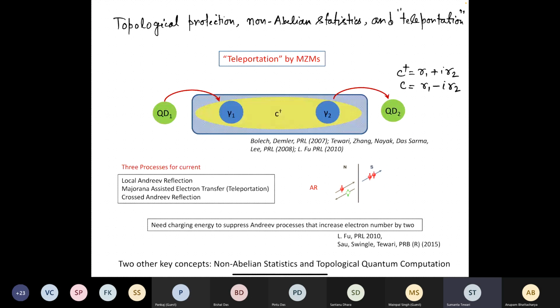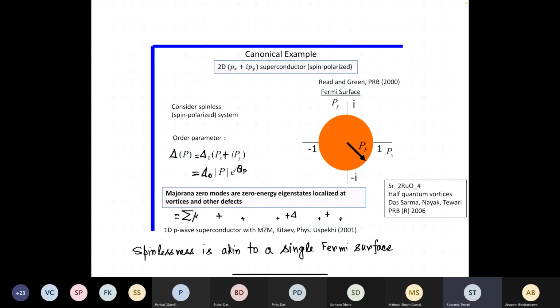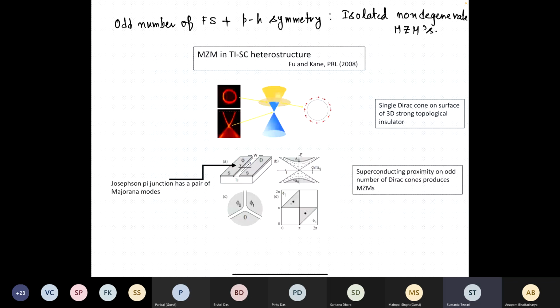Let's move on. So we talked about the 2D spinless p-wave superconductor and the Kitaev model. We have already discussed those. So let's move on further.